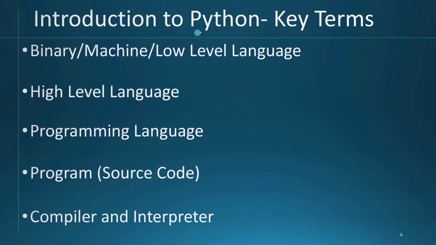With this slide, we are going to introduce Python and also some key terms related to computer programming. Now, the first thing that we are going to see is what you mean by a binary machine or a low-level language. Next, we will study what a high-level language is. After that, we will see what a programming language is, what you mean by a program, and what the difference is between a compiler and an interpreter. Now, let us take an example to understand each of these terms in detail.